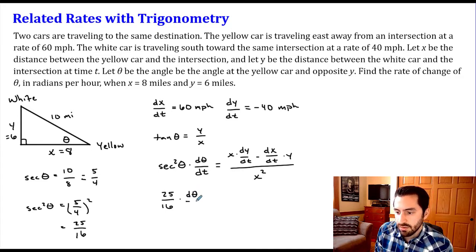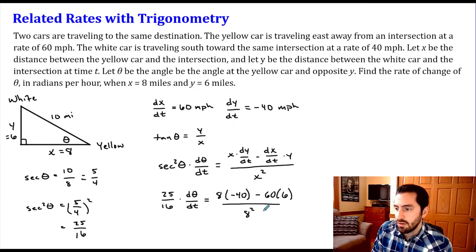So secant squared of theta is equal to 25 over 16. We have d theta over d time. This is the rate of change that we actually want to solve for, the rate of change of theta. On the other side of the equal sign, let's see what we can plug in. So we know x is 8. The rate of change of y was negative 40 miles an hour. The rate of change of x was 60 miles an hour. And we know y is equal to 6. And this is all divided by x, which was 8, squared. Okay, I'm going to move up here and let's do a little bit of simplifying.